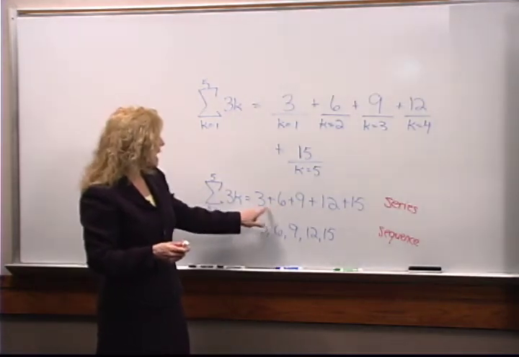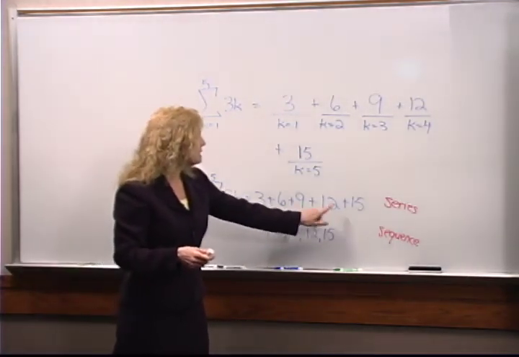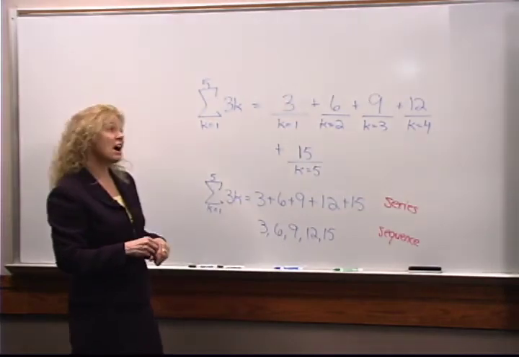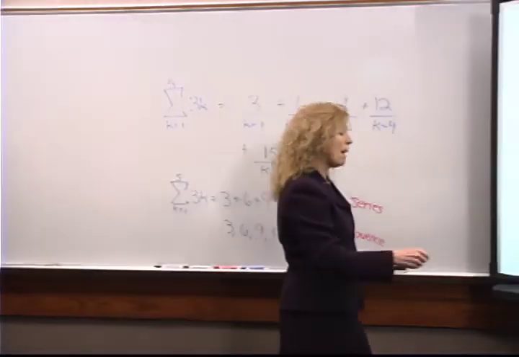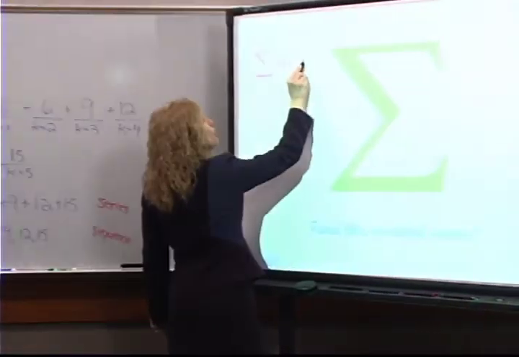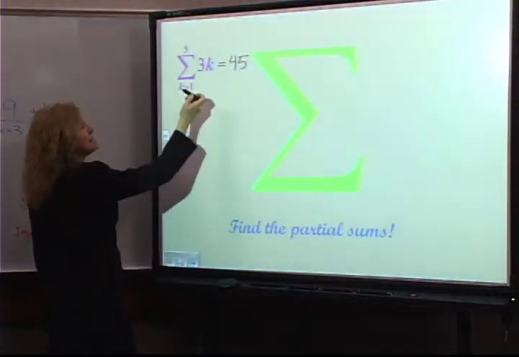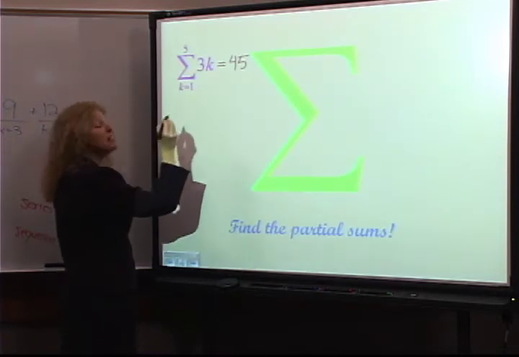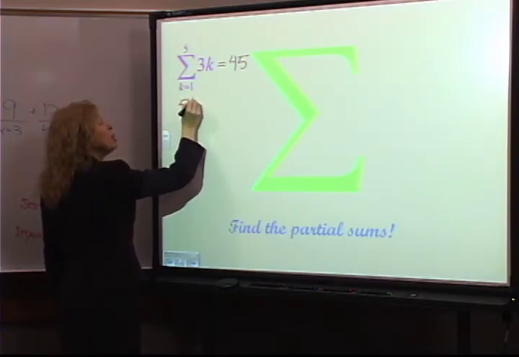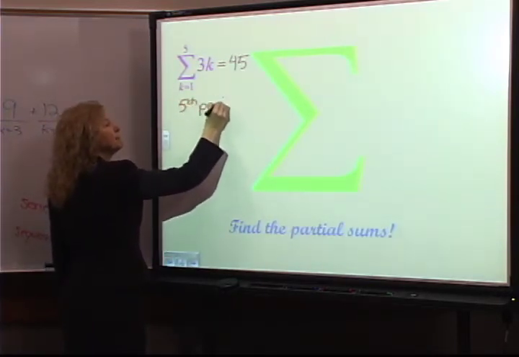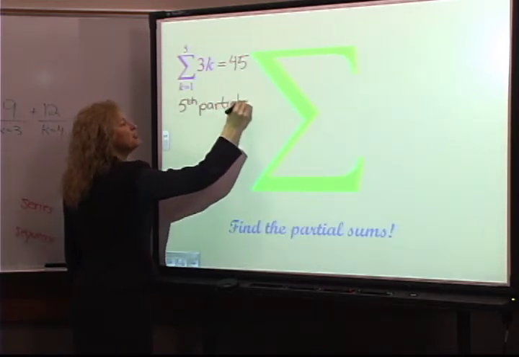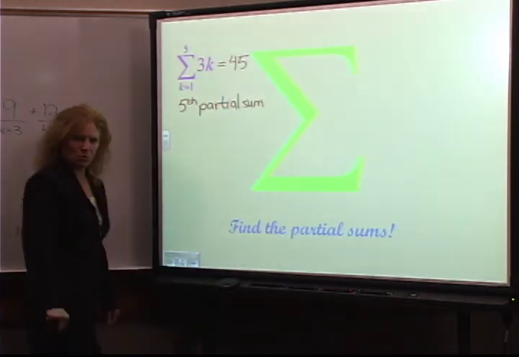So then you simply add, we get what? 9 and 9, 18, 30, 45. So this sum equals 45. And by the way, since I'm adding up 5, this is the 5th partial sum of that particular sequence. Okay?